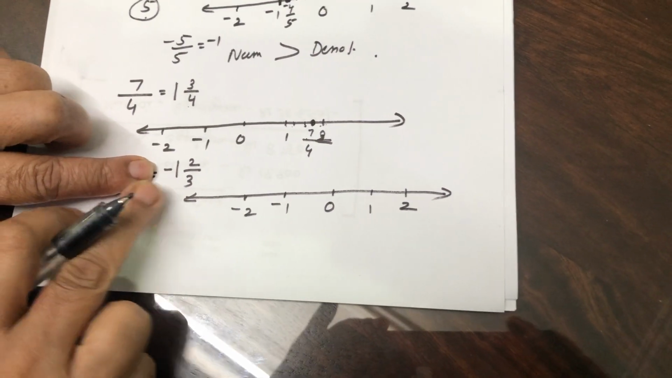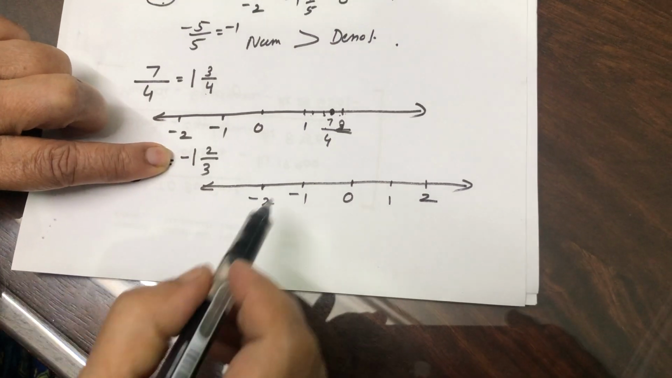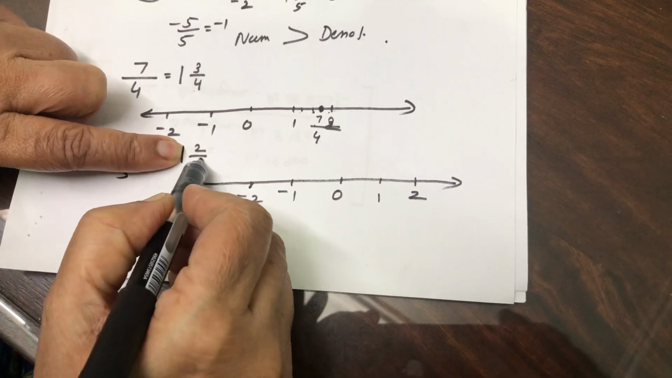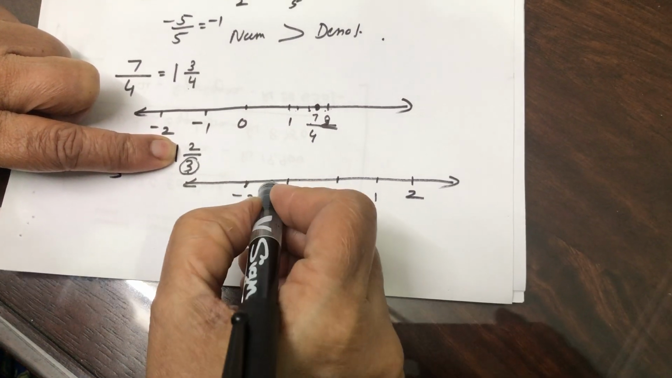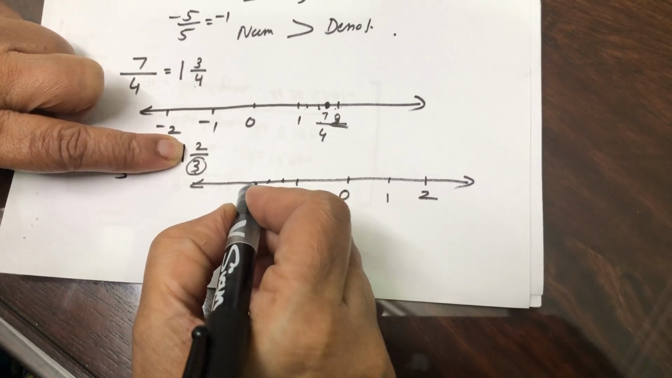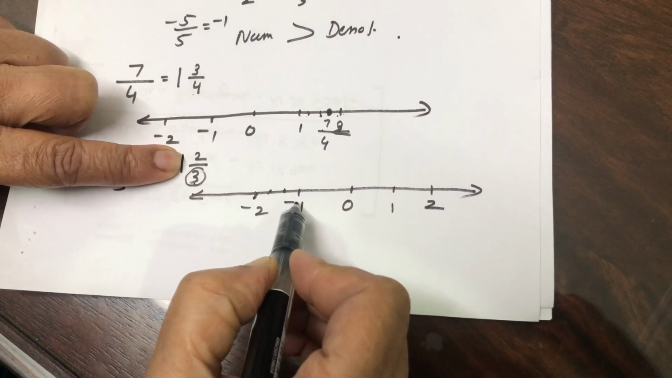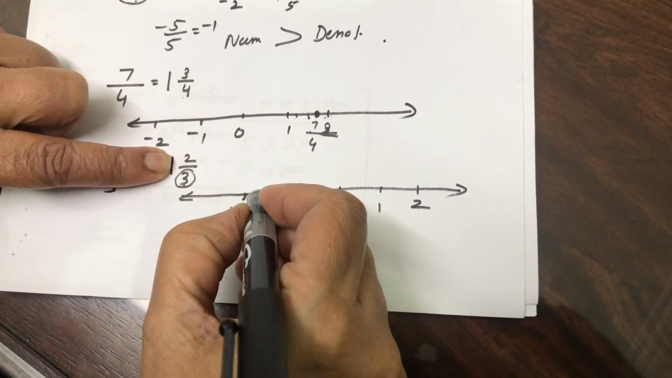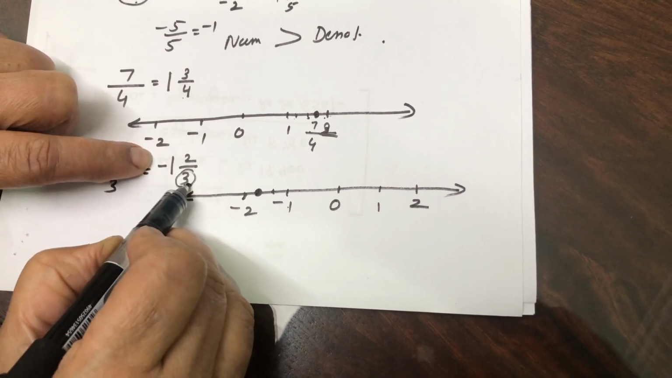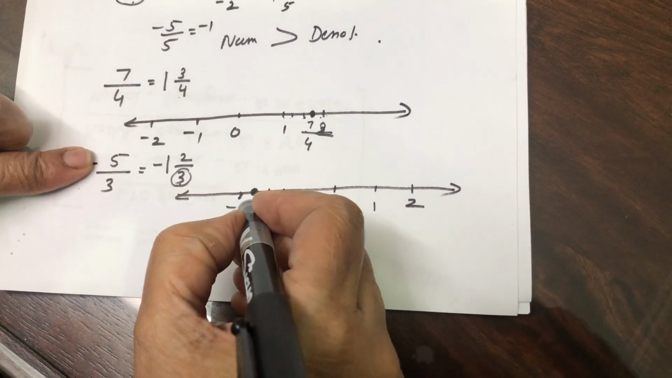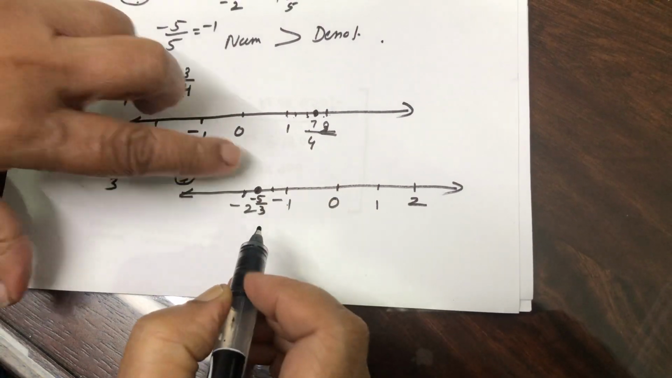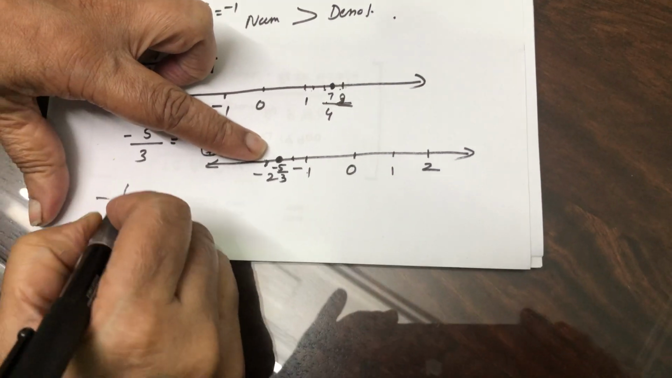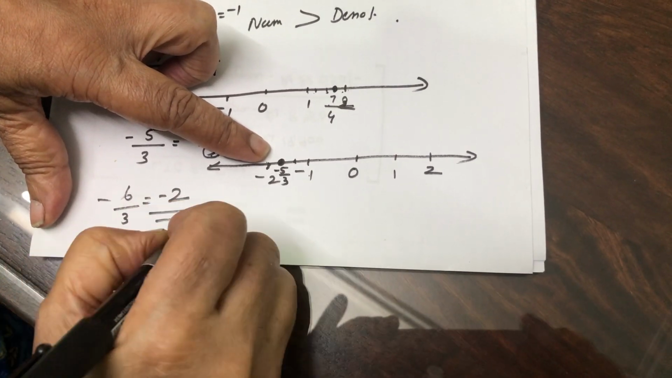So it is coming in between minus 1 and minus 2. This place from minus 1 to minus 2 is divided into, the denominator is 3 here, 3 equal parts. 1, 2, 3. So first is minus 1 1 by 3. Next is minus 1 2 by 3. What is minus 1 2 by 3? It is minus 5 by 3. Next one is minus 6 by 3. What is minus 6 by 3? Minus 6 by 3 is minus 2.